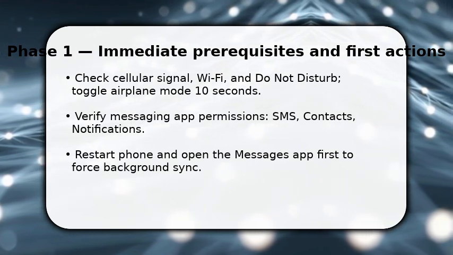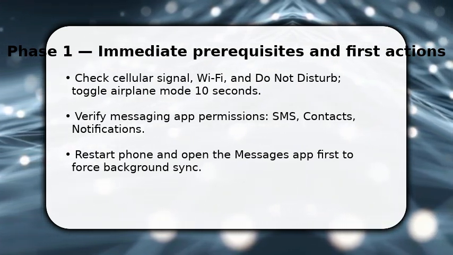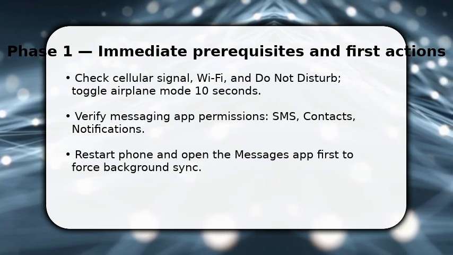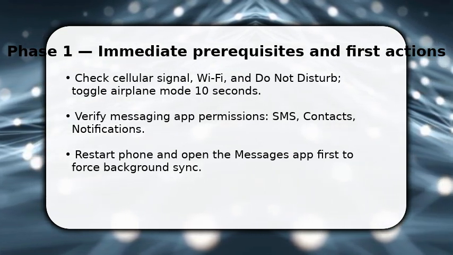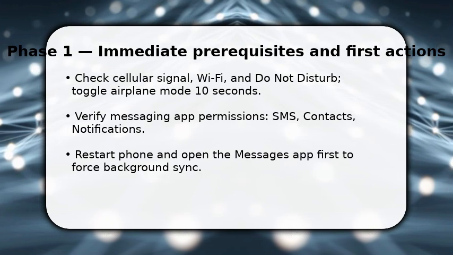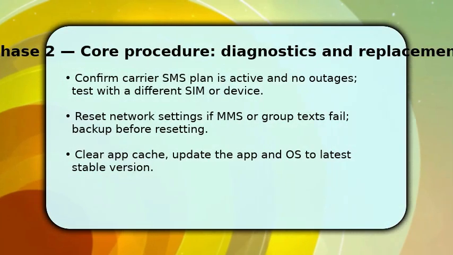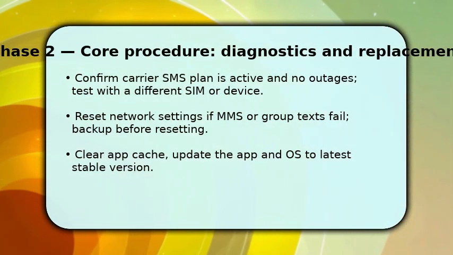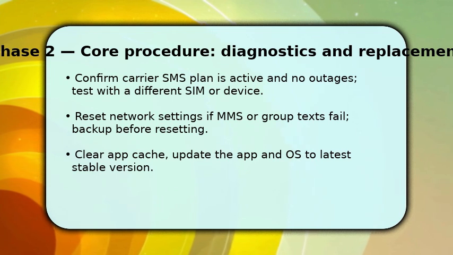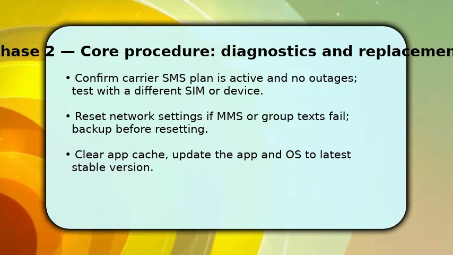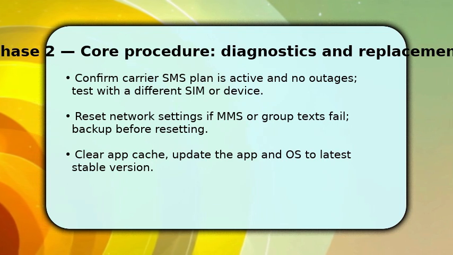I'll explain why. Restarting clears stalled services, permissions let messages surface, and opening the app triggers retrieval, so do these 3 steps together now. Now check account and network details. Confirm your carrier plan is active and there are no reported outages. Test by inserting your SIM into another phone if possible.